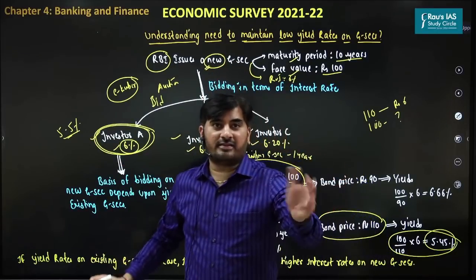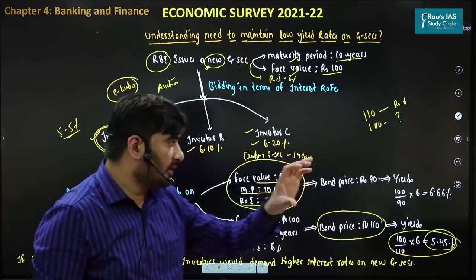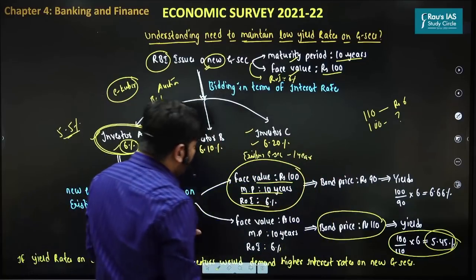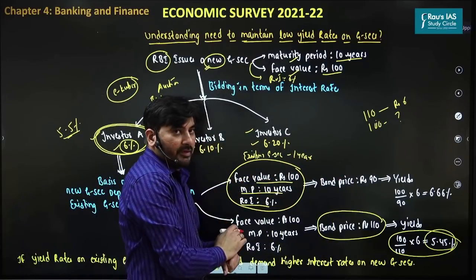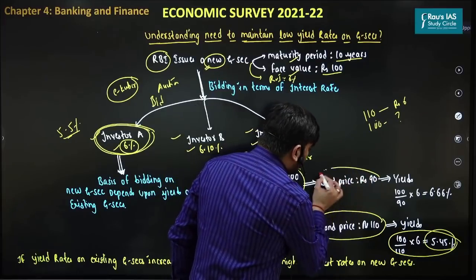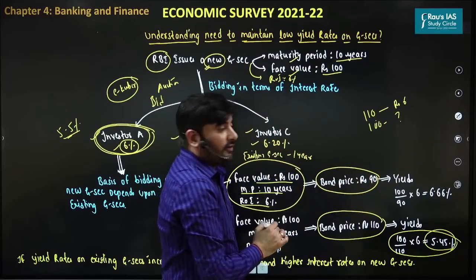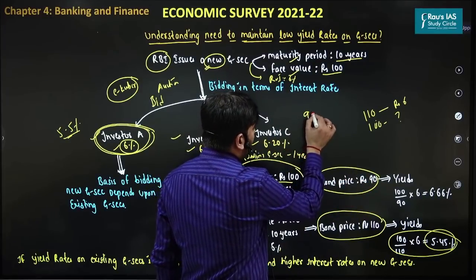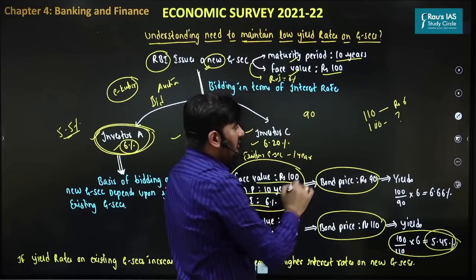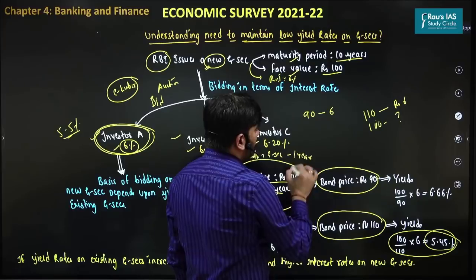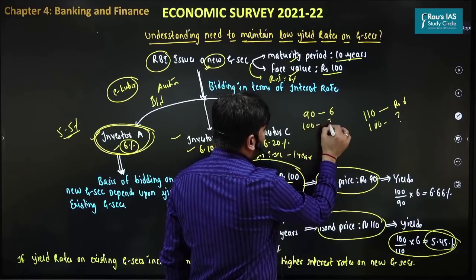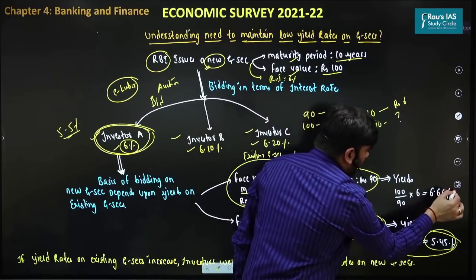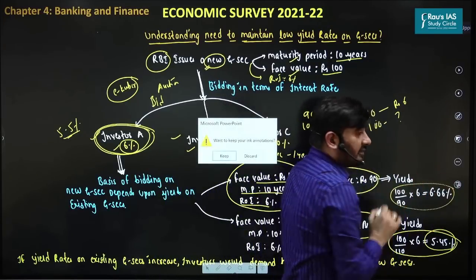Let's reverse this particular scenario. Let's say he buys this government security at ₹90. So how much money has he invested? ₹90. On ₹90, he is getting a return of 6. So for 100, what is the percentage of returns? He is now getting returns of 6.66%.